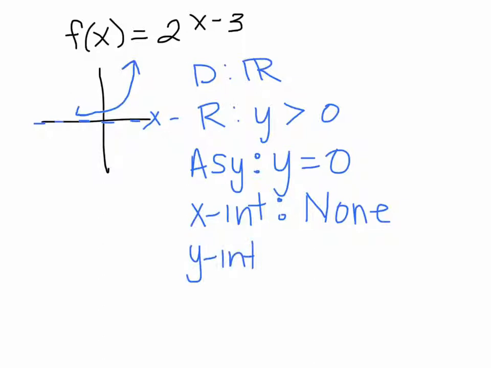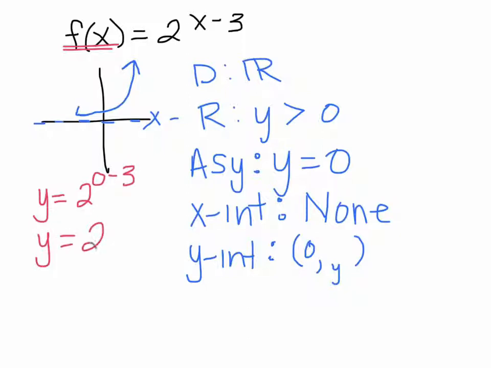Y-intercept. So the first time really truly I am doing any mathematical work is to find the y-intercept. The y-intercept is when I plug in a value for x and I solve for y. So let's go ahead and do that. So I have y equals, because f of x and y are the same thing, 2 to the 0 minus 3. So I'm looking at y equals 2 to the negative third power.